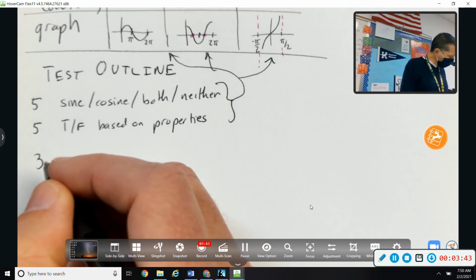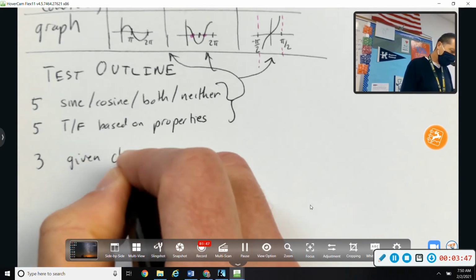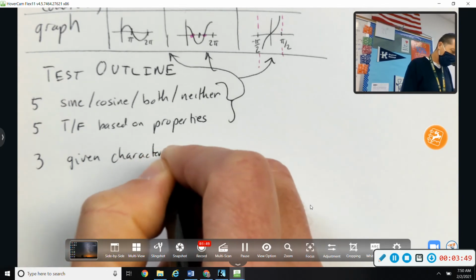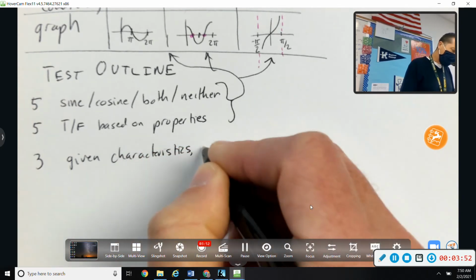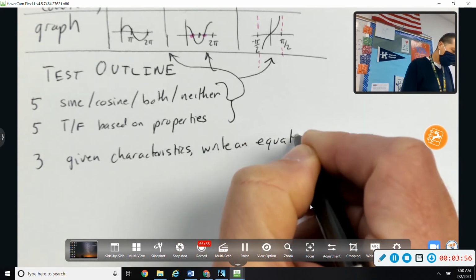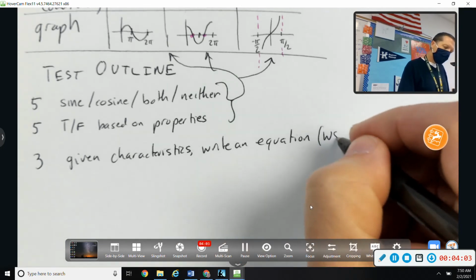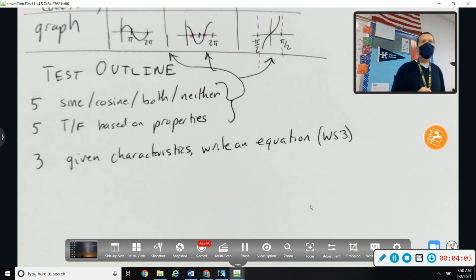3 questions that are, given the characteristics, write an equation. That was worksheet 3, I think. So similar to worksheet 3, where we just tell you what the stuff is and you write the equation. Most of you thought that was a relatively easy assignment, and I agree with you.